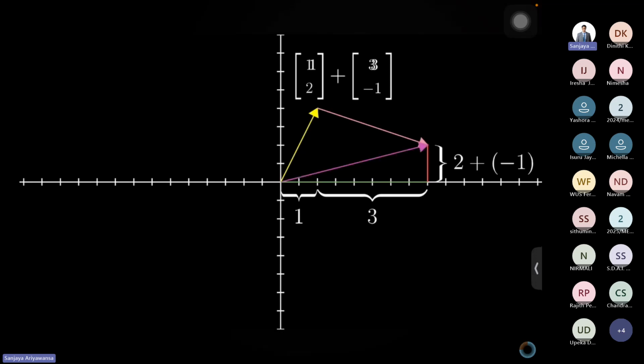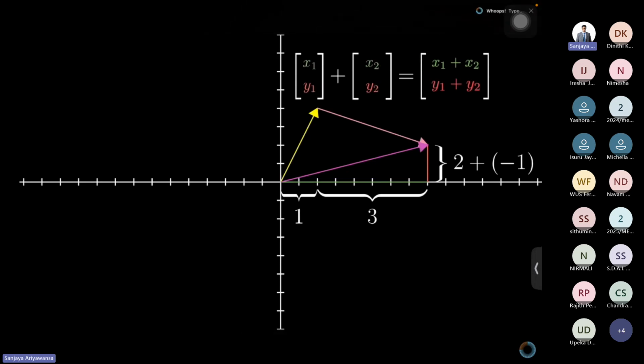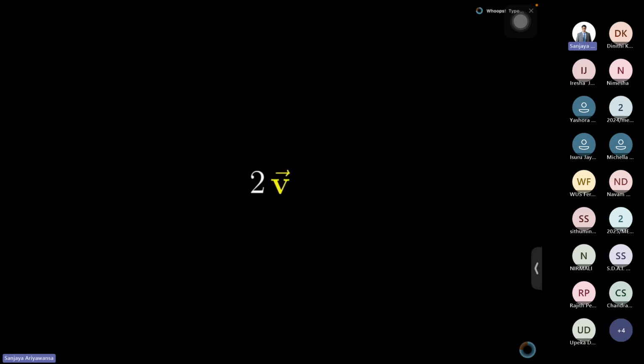So the new vector has coordinates 1 plus 3 and 2 plus -1. In general, vector addition in this list of numbers conception looks like matching up their terms and adding each one together. The other fundamental vector operation is multiplication by a number. Now this is best understood just by looking at a few examples.